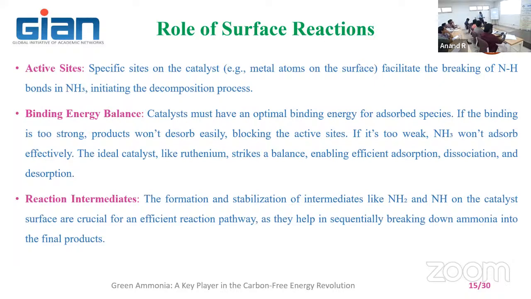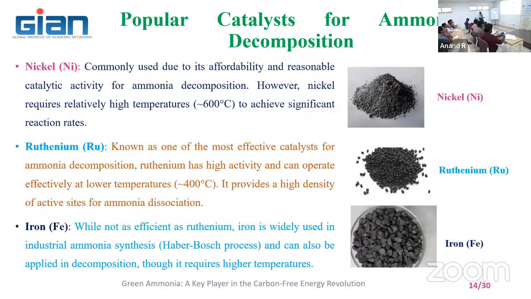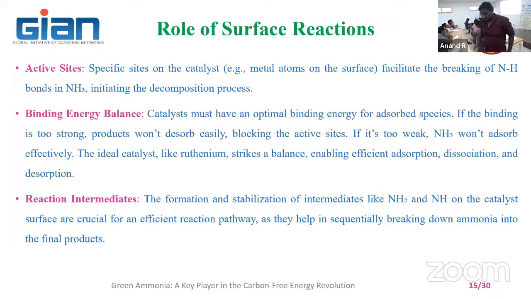Okay, the ideal catalyst is ruthenium, which strikes a balance, enabling efficient adsorption, dissociation, and desorption. From the previous slide, we found that at the minimum temperature ruthenium is able to do adsorption, decomposition, recombination, and desorption better than platinum as well as the ferrous. There are different reaction intermediates that will be formed, but at the end you need to ensure that it comes out in the form of hydrogen, not in the form of other nitrogen compounds. Accordingly, the reactor needs to be operated and the catalyst performance needs to be enhanced.